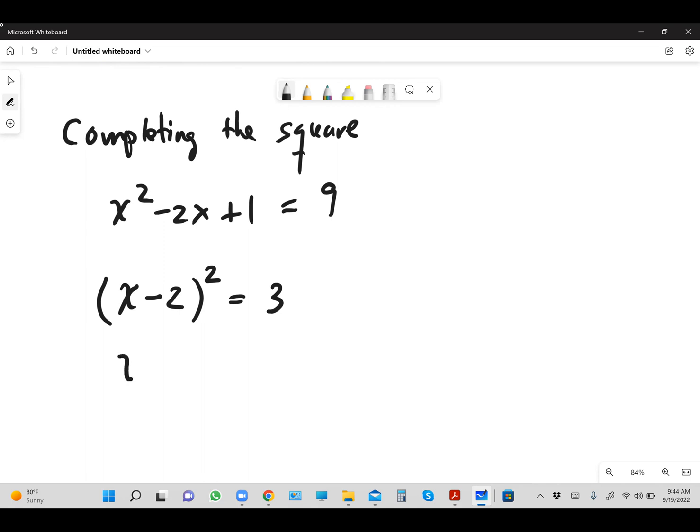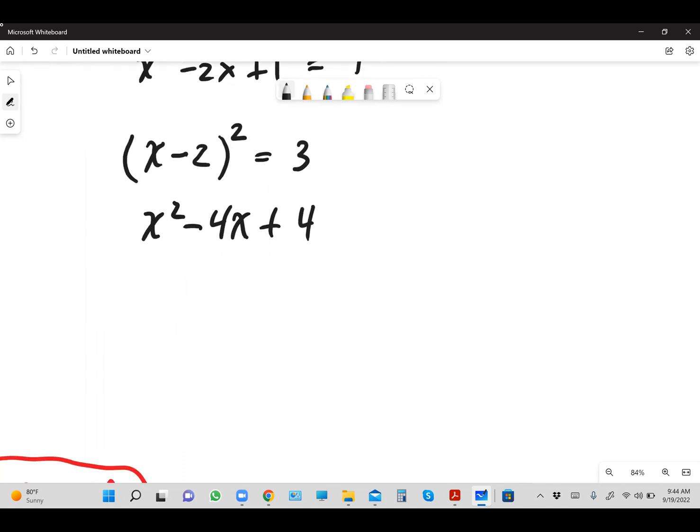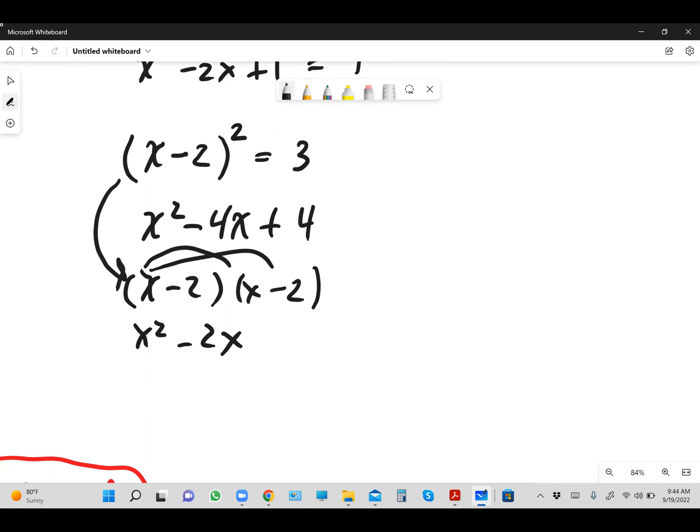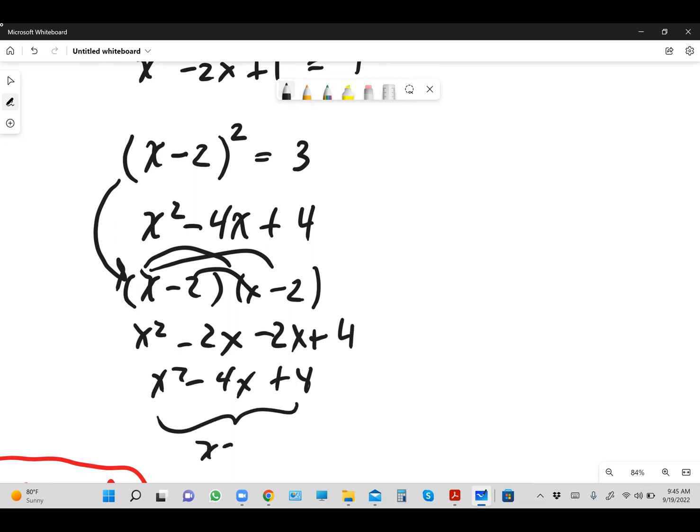Because if I expand this, it looks like this. Does anybody need me to show them how I got that? I'll do it because some of you are new. x minus 2 times x minus 2, we FOIL. x squared minus 2x minus 2x plus 4. So that comes out to x squared minus 4x plus 4. You saw that? But I can rewrite this as x minus 2 squared.